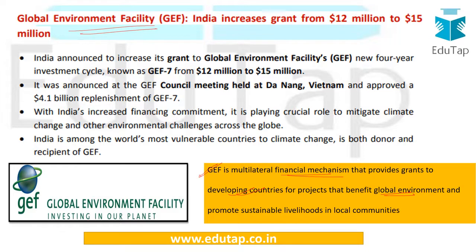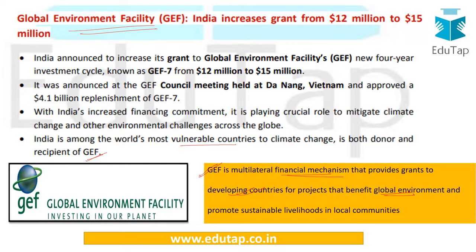So first of all, this is important which you need to know. And secondly, India is among the most vulnerable countries in terms of climate change, being a developing nation. So it's a donor as well as a recipient of GEF. That means we provide grants for the nations which are more vulnerable than us, and usually we get the grant from the GEF through the mechanism of GEF from the other developed nations. So this is the functioning of GEF, and let us see what this news has for us.